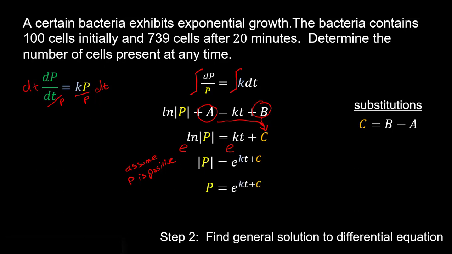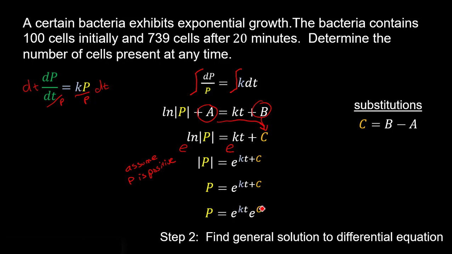And the next thing we can do is take this c out of the exponent where it's a little bit easier to deal with. And we do that by applying the laws of exponents, which means that e to the kt plus c is the same thing as e to the kt times e to the c. So we can just say p equals e to the kt times e to the c.